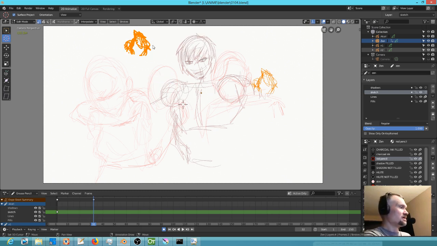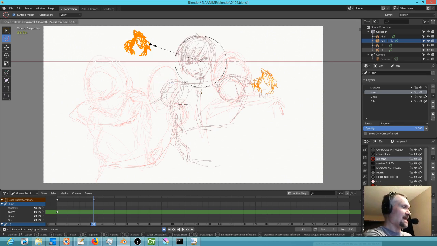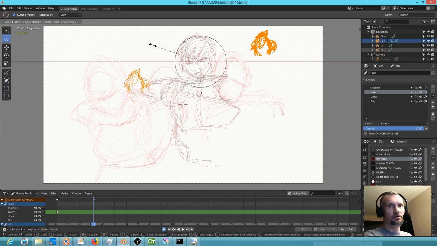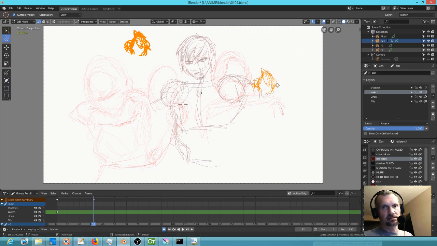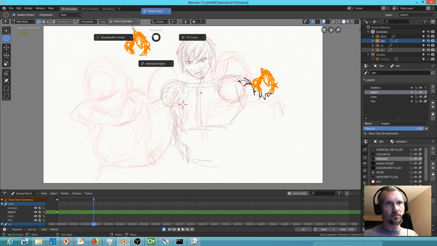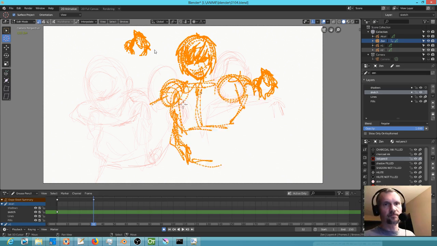So let's go scale, or S, on the x-axis, -1. Okay, that's kind of weird too. Let's try this again. Median point, active element, 3D cursor, individual origins. I think median point is what I want. Oh, I see what the problem is. Okay.